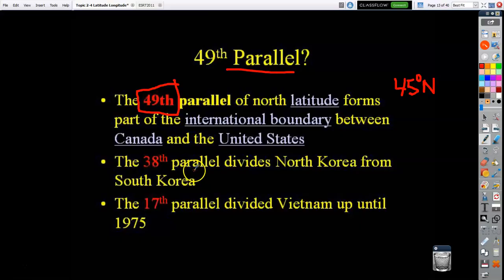Then the Koreans, North Korea, South Korea, that's the 38th parallel, which separates that country.